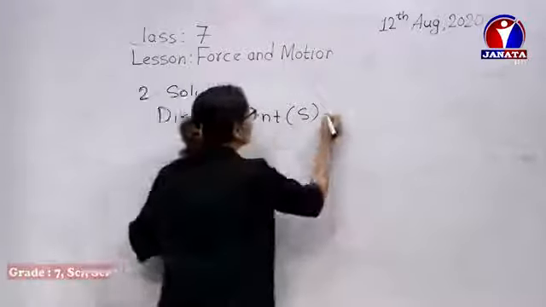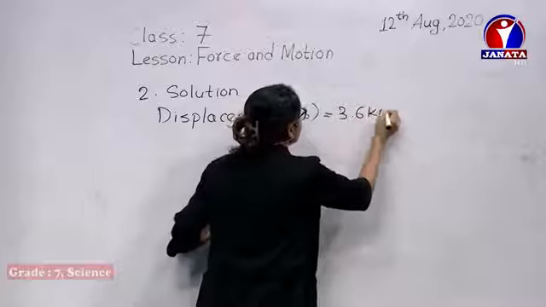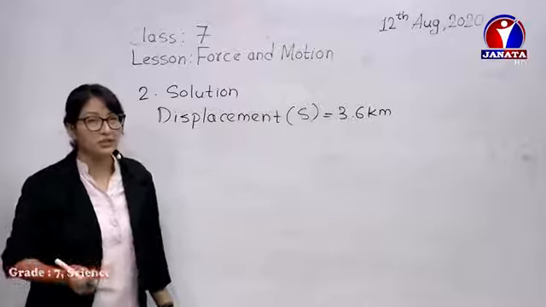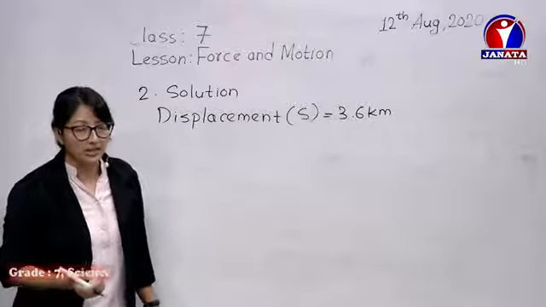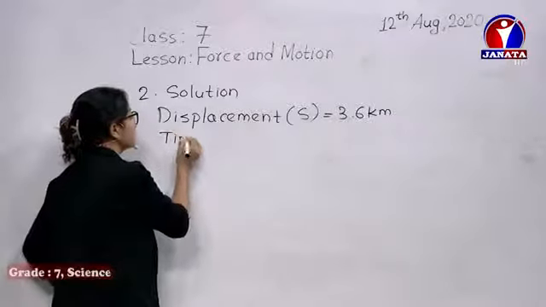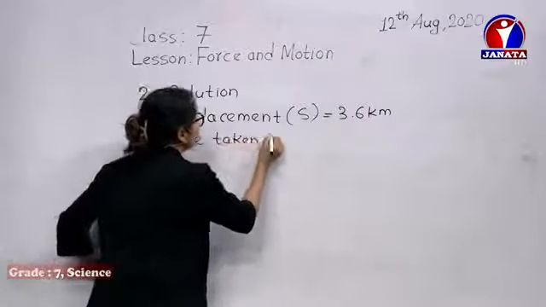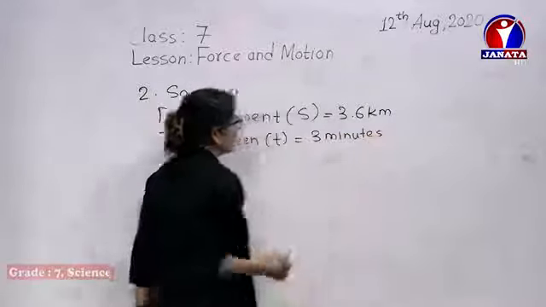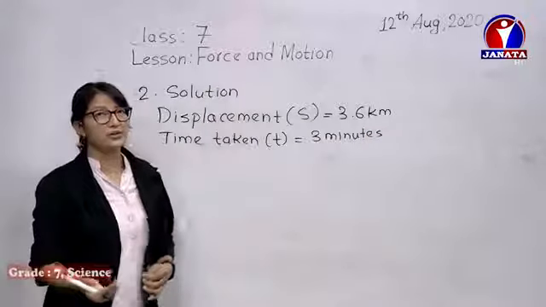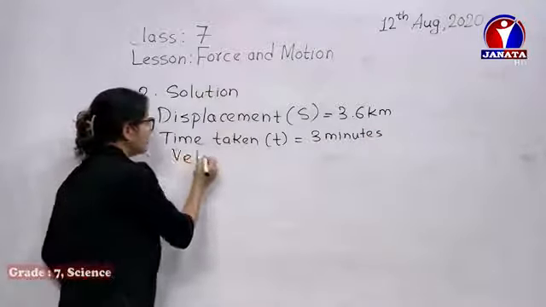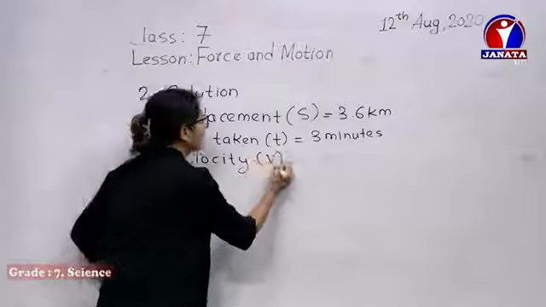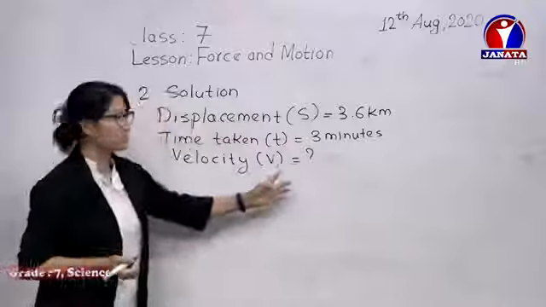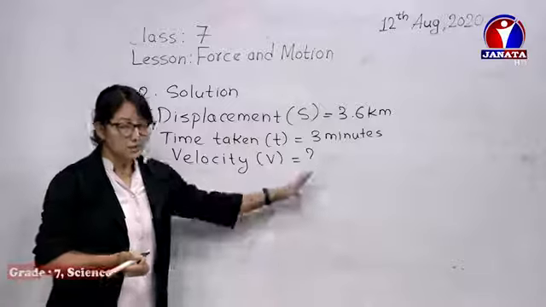So it is 3.6 kilometer. And in how much time? In 3 minutes. A car covers a distance of 3.6 kilometer in 3 minutes. So the time taken T is equal to 3 minutes. Then you're asked to calculate the velocity of the car. Whether it's speed or velocity, we denote it simply by the letter V. V is equal to what?